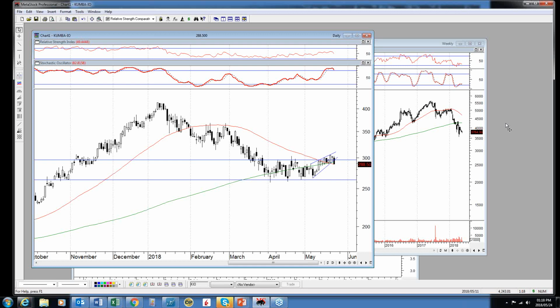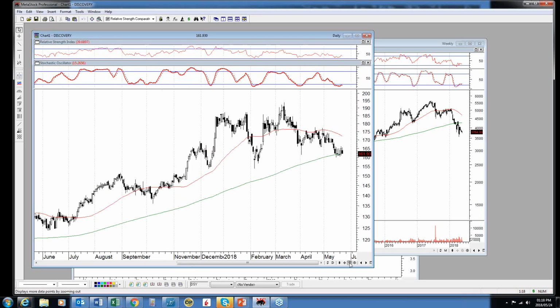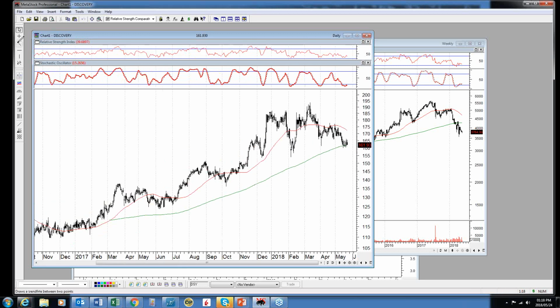All right, then Rene asks about Discovery. So here's your Discovery chart, Rene. When I looked at this, I noticed a fairly meaningful upward trend the other day, which one can't ignore. It goes back to late 2016. That trend joins all the lows. It's holding the 200-day moving average for now.